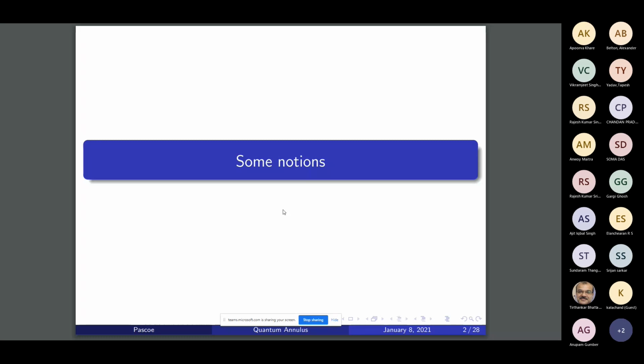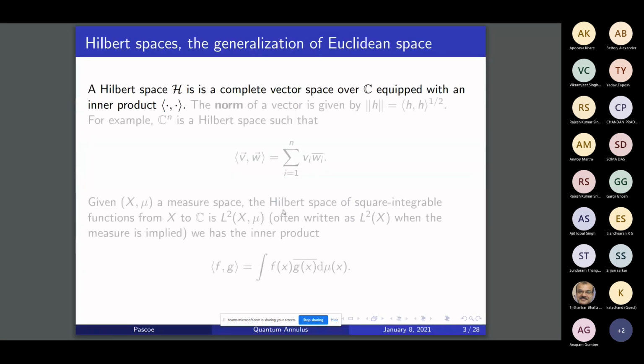Okay, so now I'll talk about some basic notions just to review. I'm sure many of you have heard of these things before. I just wanted to make sure that we're on the same page. So Hilbert spaces are the natural generalization of Euclidean space. A Hilbert space is a complete vector space over C with an inner product. We could give a formal definition, but I don't think that would be particularly enlightening if you haven't seen one before. But the point is that the norm is given by the inner product of h with itself to the 1/2.